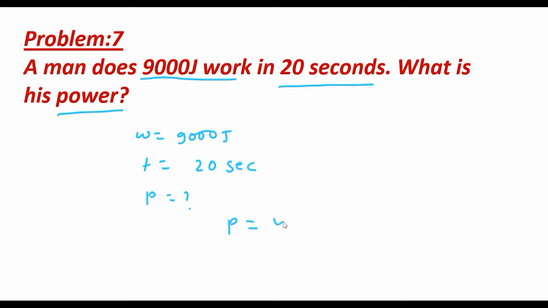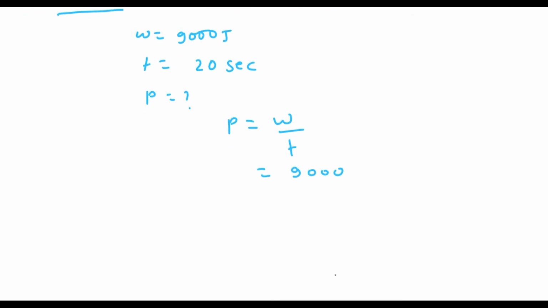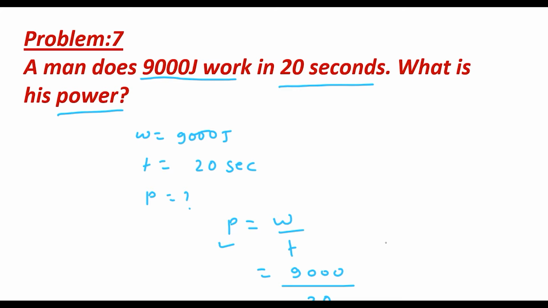We know that power means work done upon time taken, and work is 9,000. And time is given 20 seconds. So just calculate it. 9,000 divide 20, 450, and the unit of power is watt. So this is the required power, 450 watt. This is the required power of the man who does 9,000 joule work in 20 seconds.